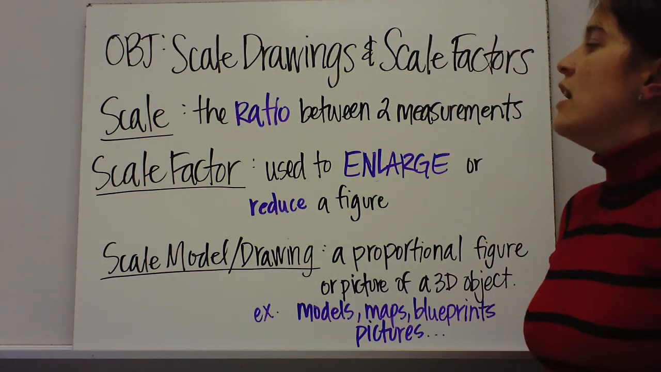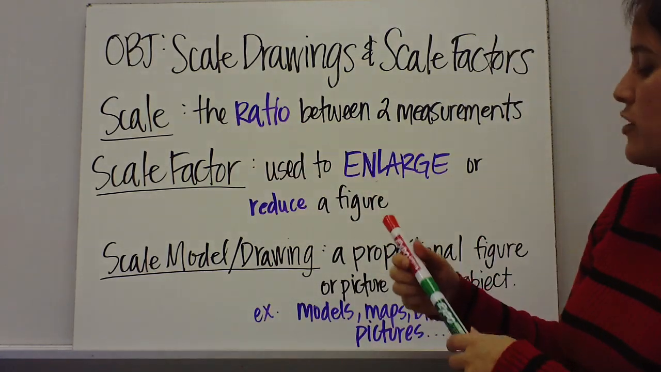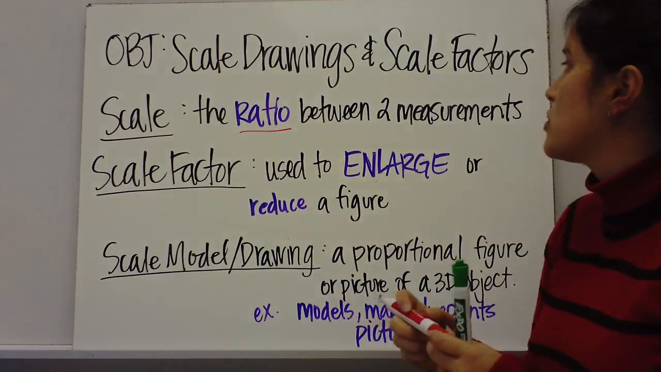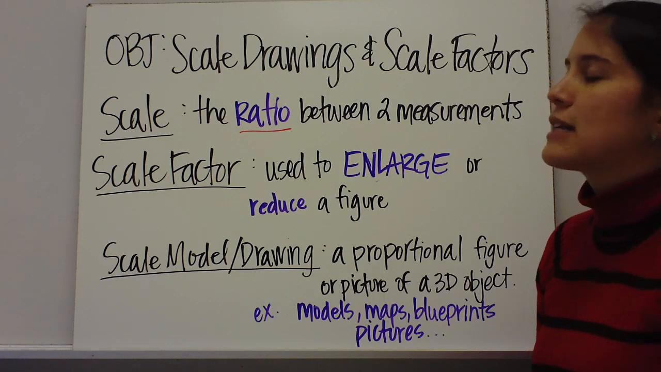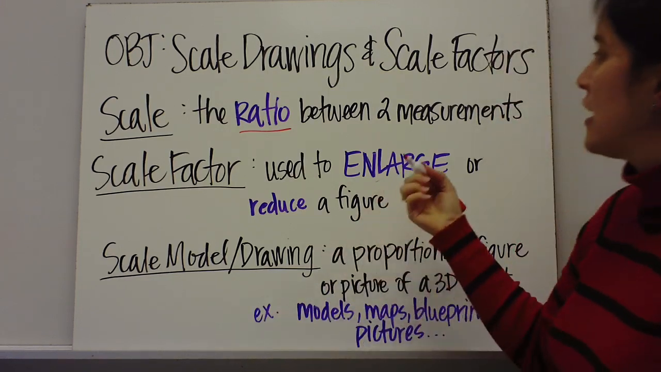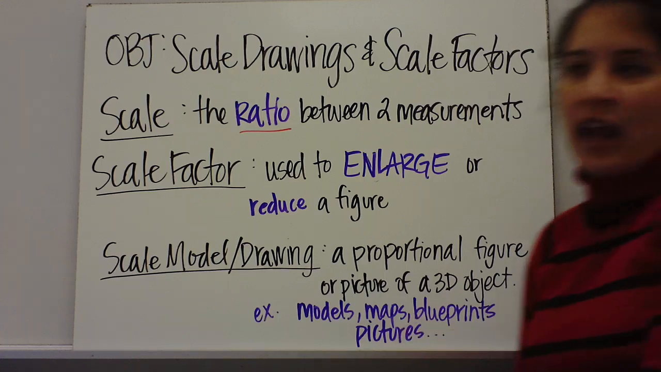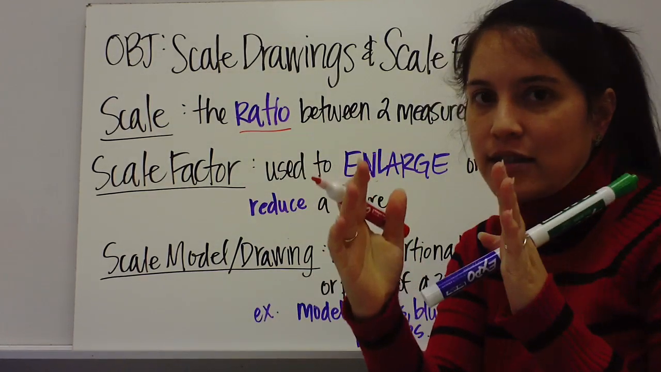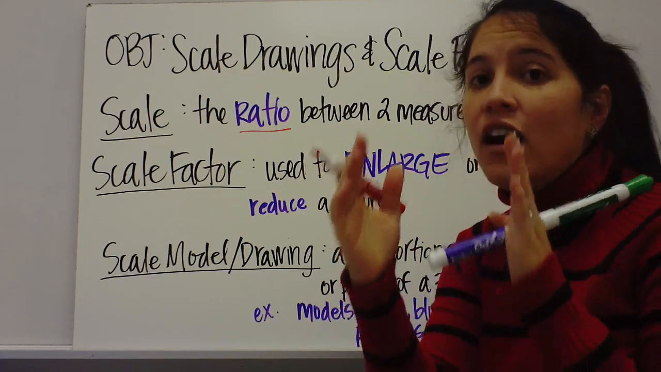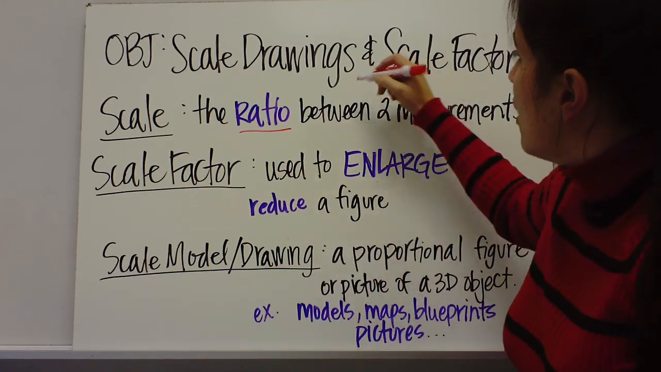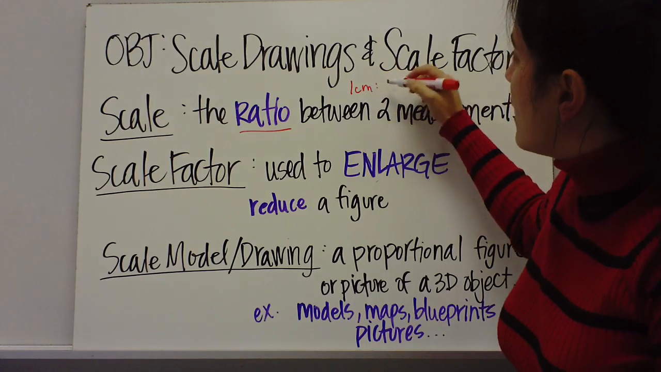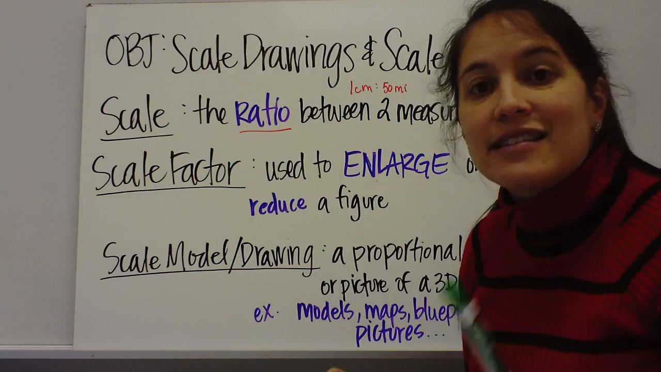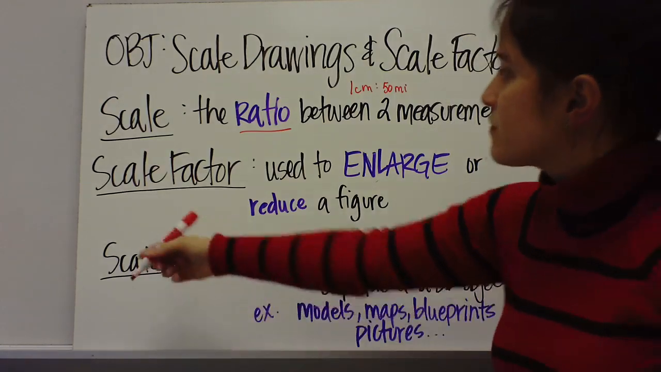Okay, so scale is the ratio between two measurements. That word is in purple, that's important: the ratio between two measurements. A scale, for example, might be, if you're looking at a map of North Carolina, the state might be this long on the map, but obviously that's not the real length of North Carolina. So it might be 1 centimeter is equal to 50 miles, or something like that. That is an example of a scale.